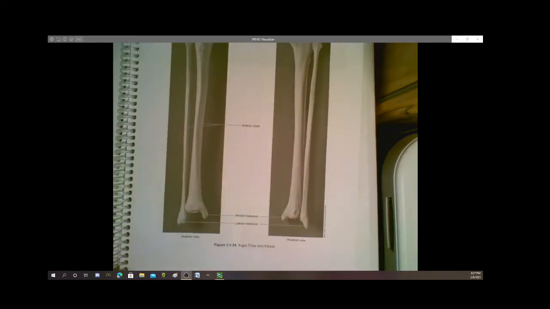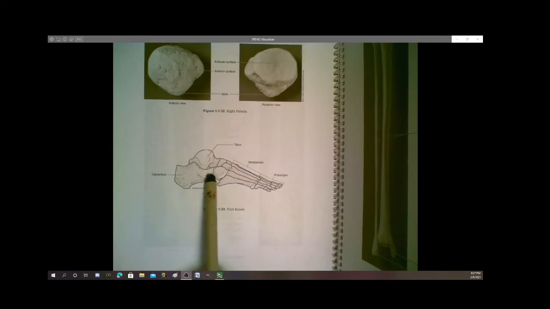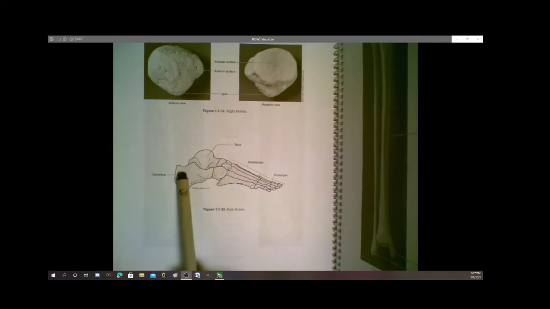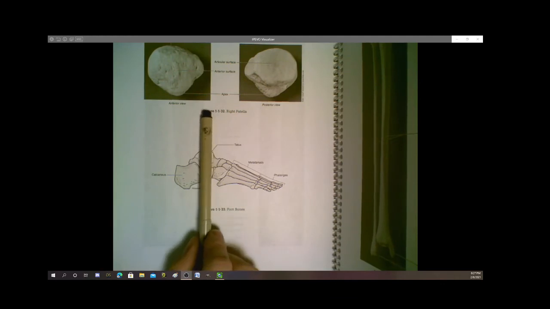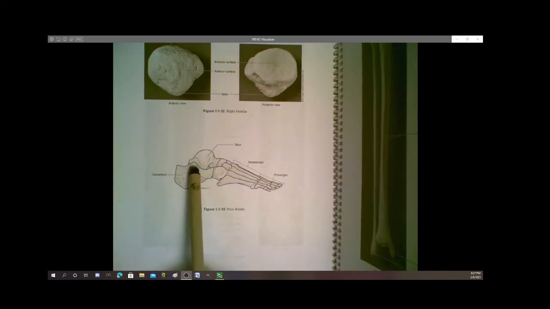Now we are ready to go into the foot. So I'm going to go to page 34, and we're going to just look at the foot in general. So all of your ankle bones are called tarsals. Like your wrist bones are carpals. These are tarsals. You have 7 tarsals. And there's 2 of them that you are supposed to know individually. Your heel is called the calcaneus. And the bone that the tibia sits on is called the talus. The other 5, you just need to know as tarsals.